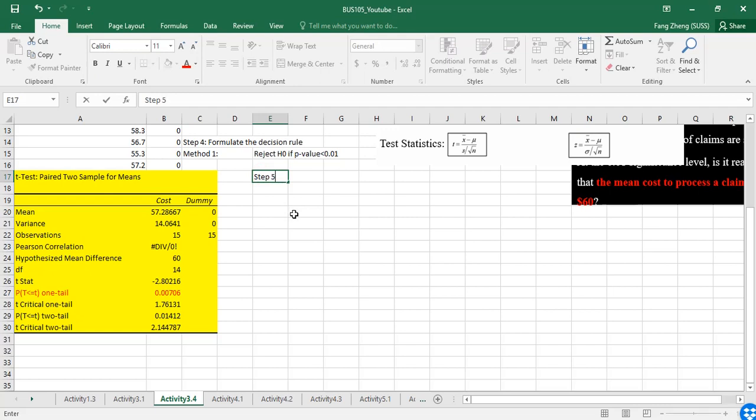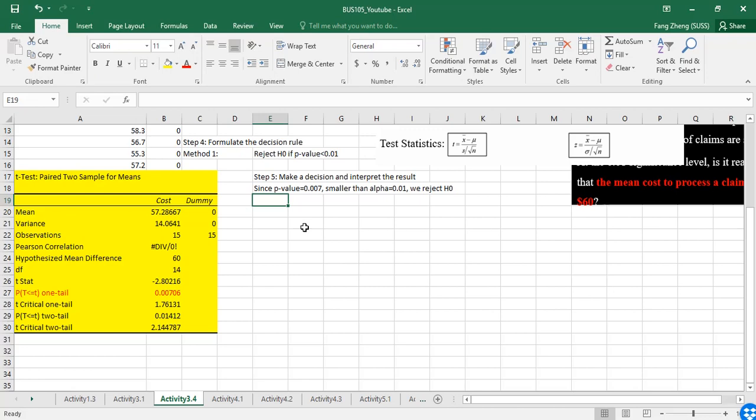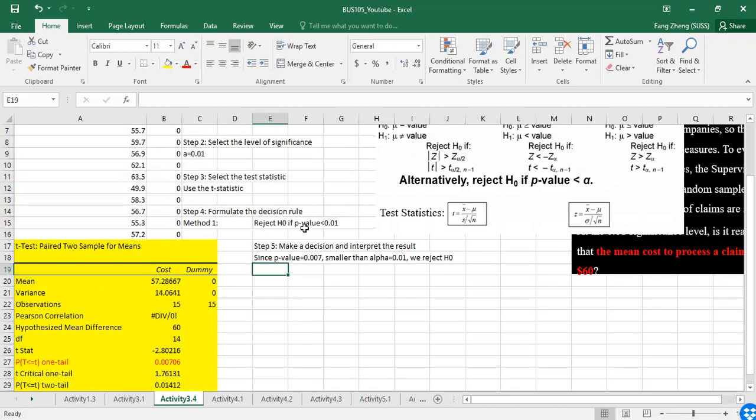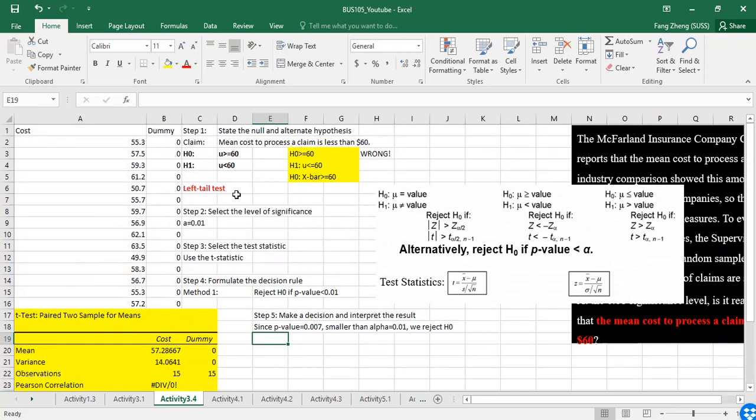Okay, so in our step 5, let's make a decision and interpret the result. So how to make a decision? Since our p-value equals 0.007, smaller than alpha 0.01, we reject the null hypothesis. So this is our decision. Now how to interpret the result? Since we reject the null hypothesis, it gives us enough evidence to accept the alternate hypothesis, which is the mean cost smaller than $60.